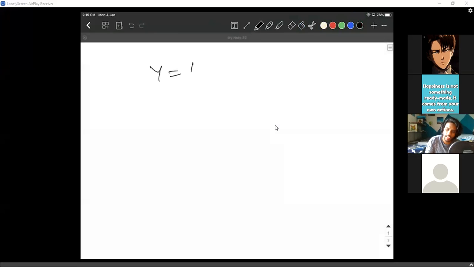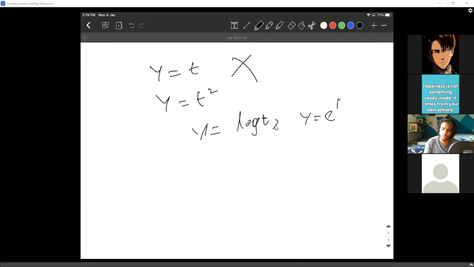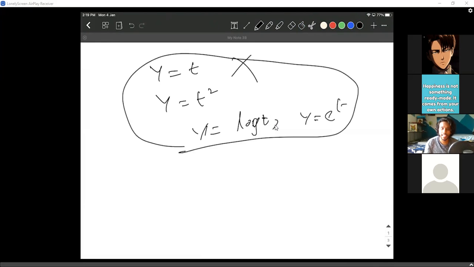So when I say y equals t, no, it's not an SHM equation. It's not even oscillating. y equals t square, or y equals t cube, log t, or y equals e power t. If I give any of these equations, they are not varying as if they are oscillating. So none of these can represent an oscillation at least, so we don't talk about them.